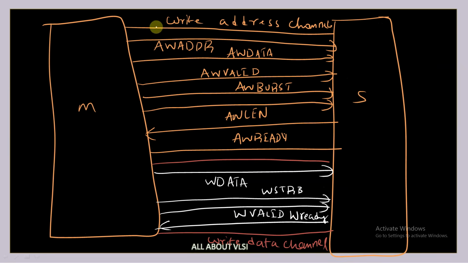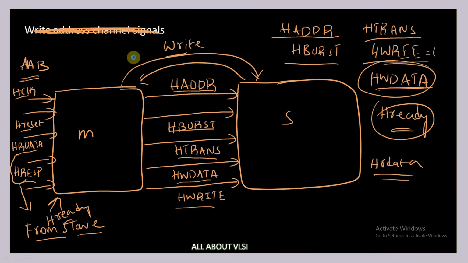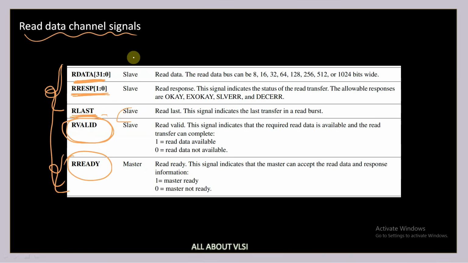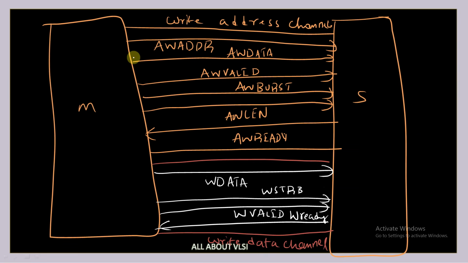Next, in the case of read operation, we have different channels: read address channel, read data channel, and read response channel, and write response channel. For getting the response for the write operation, we have a dedicated channel, and for getting the read response, we have another dedicated channel. So we have different channels dedicated for different operations. So this is about our channel descriptions and different signals which are present in our different channels.